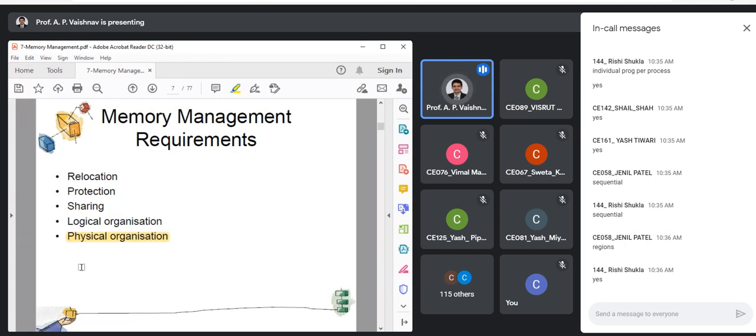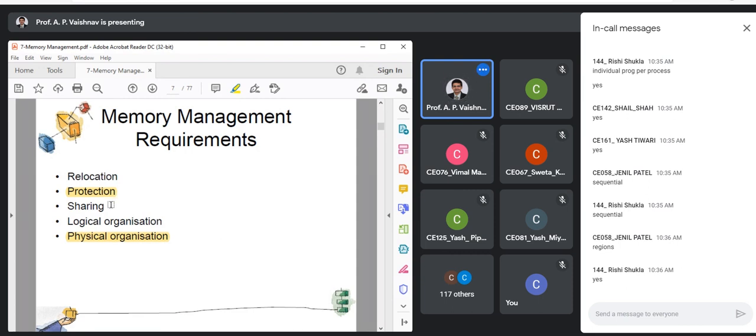I'll repeat all of them once again, then we will look at the detailed slides. Relocation means when you shift a process to some other location, the addresses have to be updated, so you need a mapping. Protection means if you want to protect a certain area of main memory, hardware also plays a role. It is not only the job of the OS. We have answered that question.